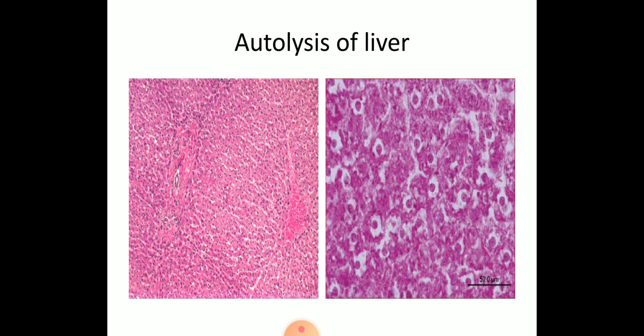So, this figure demonstrates autolysis of the liver. On the left side, you can see normal parenchyma, while on the right side, you can see homogeneous eosinophilic tissue with loss of nuclei. So, on the basis of this, you cannot identify which organ it is. On the basis of this, you are not able to determine the type of tissue. So, this is called autolysis.